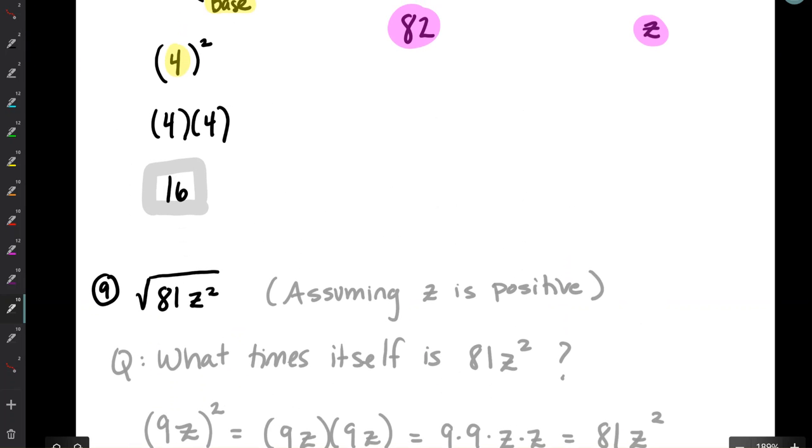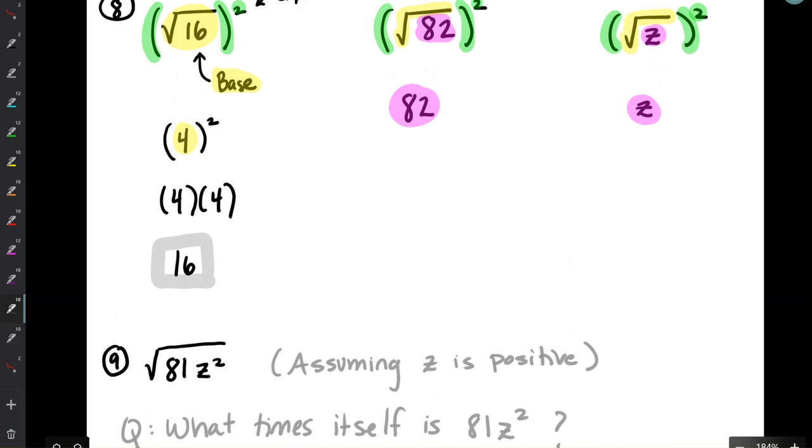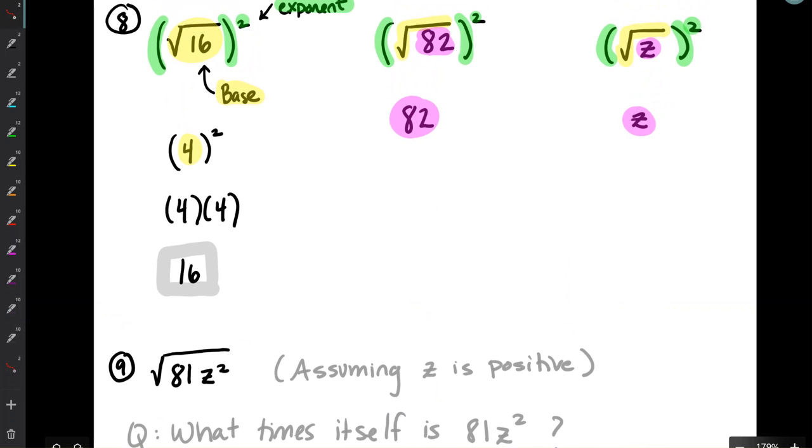So all I want us to see here, looking at 8, notice with 8 they have a big set of parentheses with the little 2. That's telling me this whole thing is being squared. Whereas here, the only thing that's being squared is z, and that's all underneath the square root. So here it's saying everything under here, it's asking me what times itself is what they're showing you underneath there.